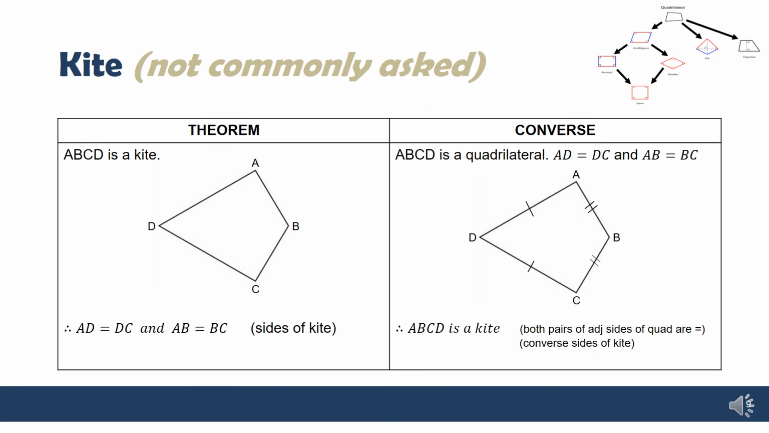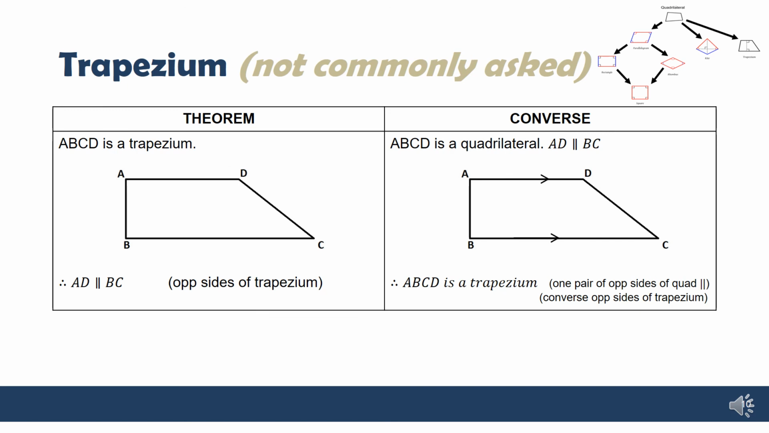I'm giving you some notes on the kite and on the trapezium, but I'm not going to go through these because they're not very commonly asked. It's a good idea for you to make sure you have these in your notes and refer to them if they ever come up. But most important is to know parallelogram, rectangle, rhombus, and square.